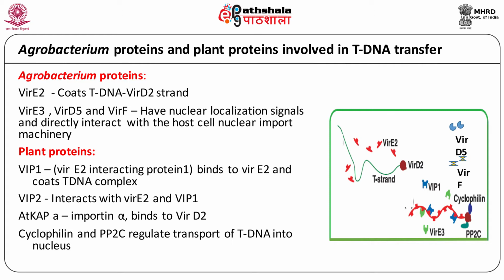A plant protein, VirE2 interacting protein, that is VIP1, or the bacterial protein VirE3 bind to VirE2. Plant cyclophilin, which is a regulator of protein trafficking in plants, and a phosphatase PP2C that can dephosphorylate VirD2 and inhibit its import to nucleus, are two regulatory proteins for tDNA import into nucleus. VirD5 and VirF are bacterial effector proteins that do not interact with tDNA but are transferred independently to the plant cytoplasm by the bacterium.